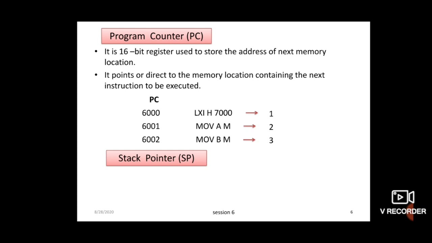See, what is the function of program counter? Program counter points to the next instruction to be executed, or it stores the address of the next memory location. This is the function of program counter.